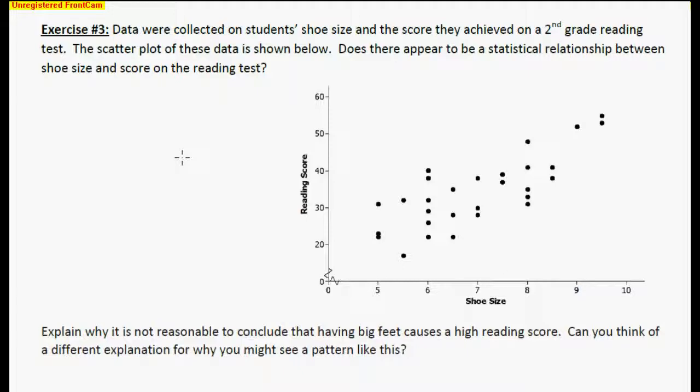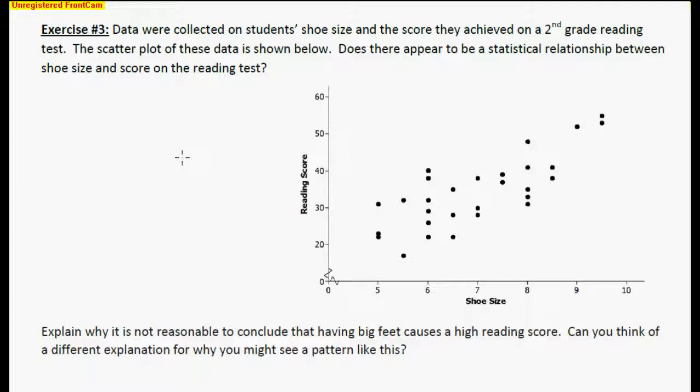All right, here is exercise 3. Now this one is just a little different, actually really easy compared to the other two, because we don't have to graph anything. It says data were collected on students' shoe size and the score they achieved on a second grade reading test. If you just stop right there and don't even look at the graph, think about it: I wonder if there is a relationship between your shoe size and how well you did on the reading test. That's what they're trying to show you here. Is there a relationship, or does it just not make any sense at all?